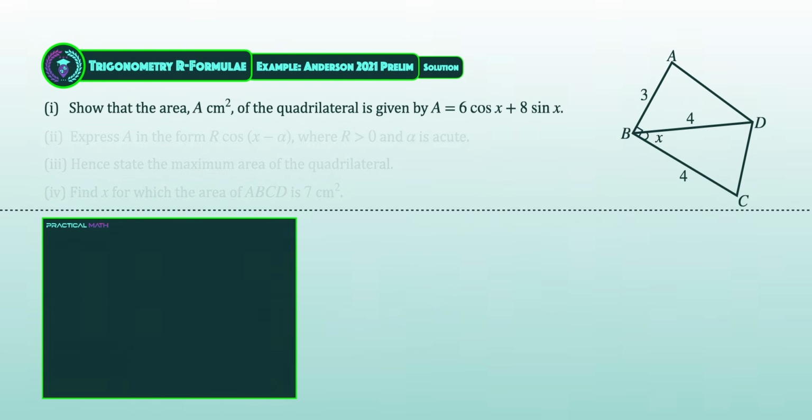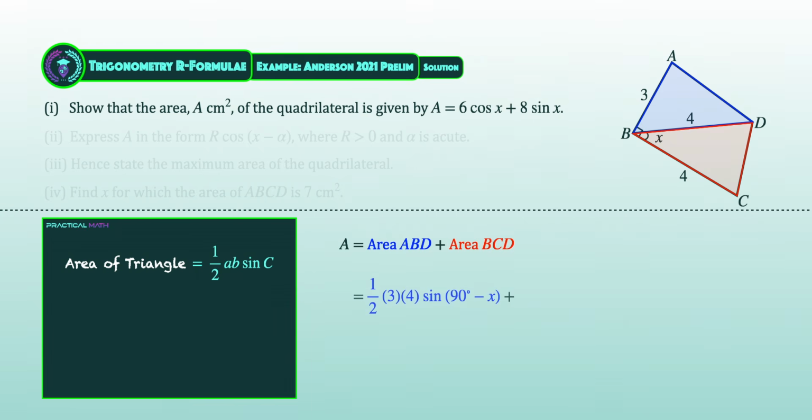The area of the quadrilateral can be found by finding the area of triangle ABD in blue, as well as the area of triangle BCD in red. To find the area of triangles, we will need to apply the formula of half ab sine C, where a and b refer to the two sides of a triangle, and C is the angle between the two sides.